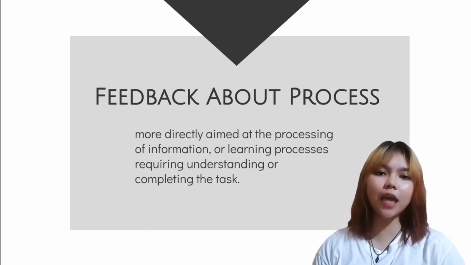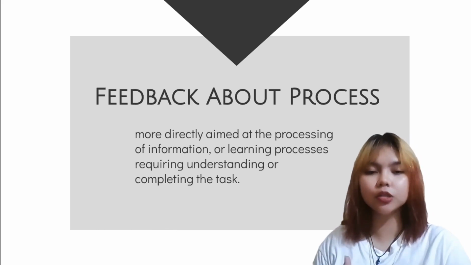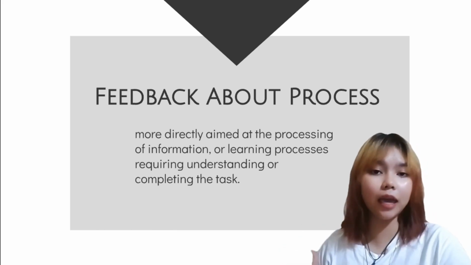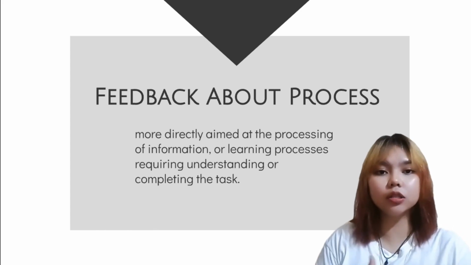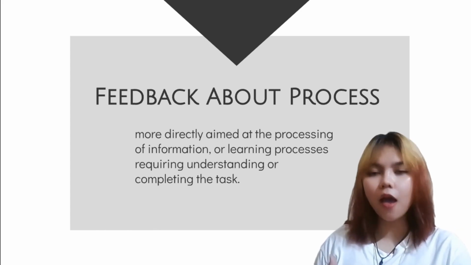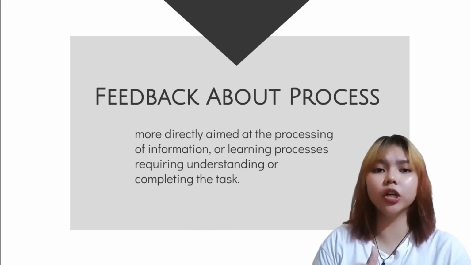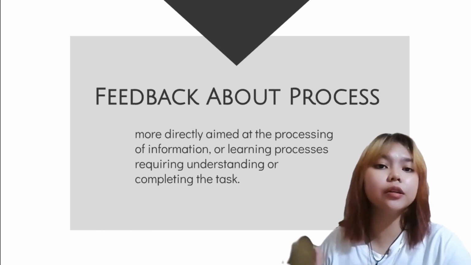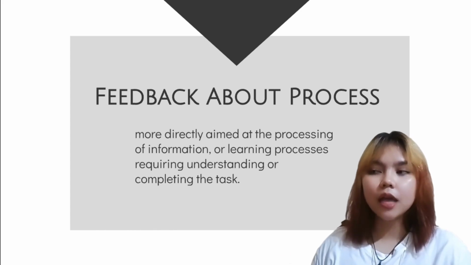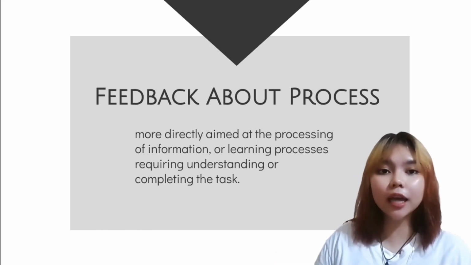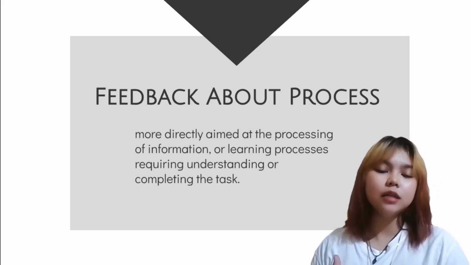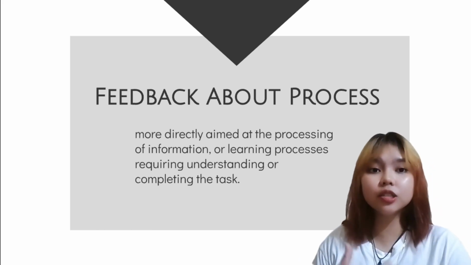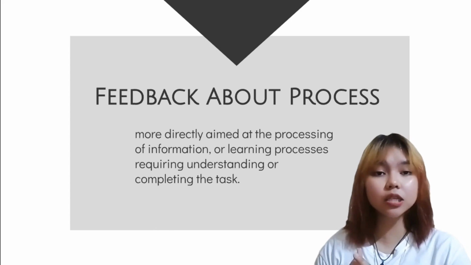Now, the second feedback can be aimed at the process used to create a product or complete a task. This kind of feedback is more directly aimed at the processing of information or learning processes requiring understanding or completing the task. For example, a teacher or peer may say to a learner, "You need to edit this piece of writing by attending to the descriptors you have used so the reader is able to understand the nuances of your meaning." So it relates to student strategies for error detection, thus providing oneself with feedback. Such errors may indicate failure or a need to re-strategize, to choose different strategies, to be more effective in applying strategies, or to seek help.